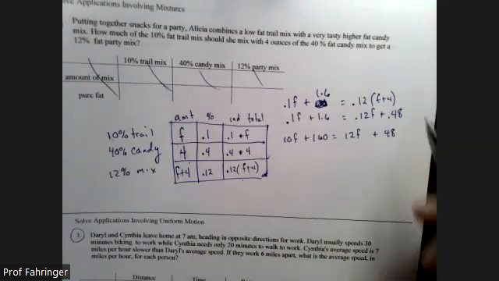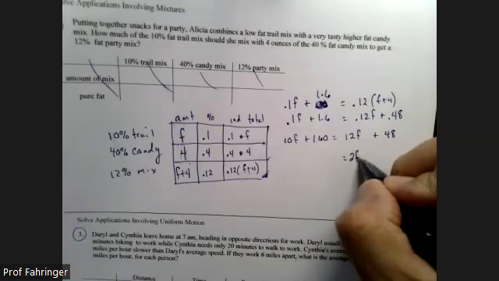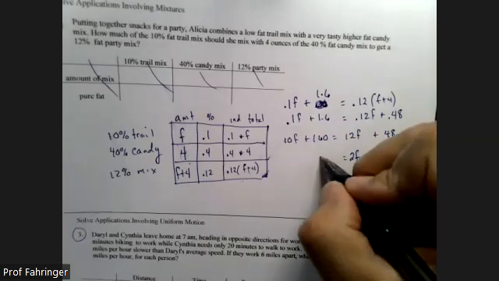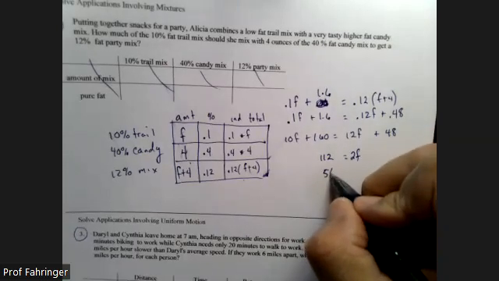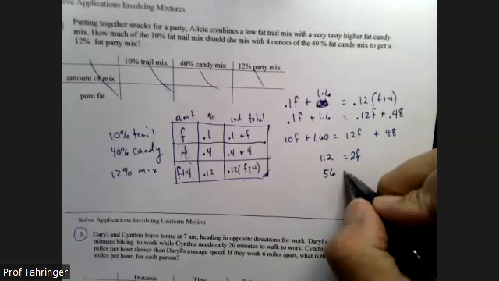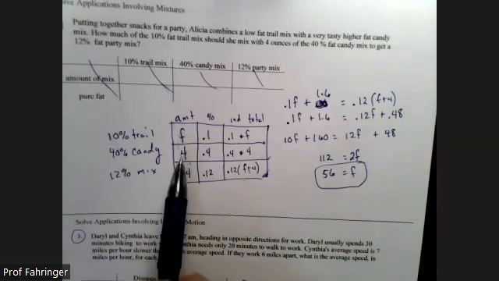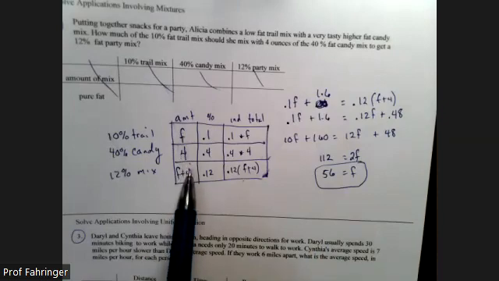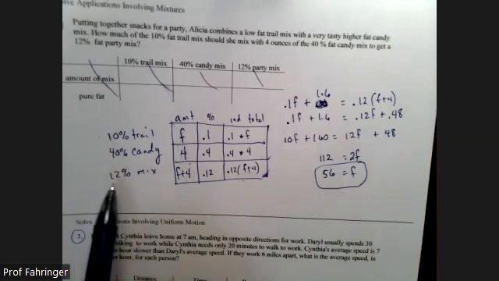Good. Let's see. I'm going to bring the 48 over. This is going to be 2F. Going to bring the 48 over. That's like 112. Looks like I'm going to get 56. So that means 56 of this, and 4 of this is going to give me 60 ounces total. And yeah, this percentage is mainly trail mix because it's pretty close to 12 as opposed to close to 40.